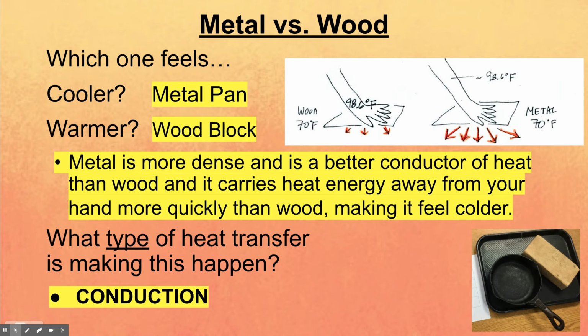And that's because the metal is more dense and it's a better conductor of heat than wood. So it takes the heat energy away from your hand, because remember, your hand is hot. Your body temperature is 98.6 degrees, whereas the metal pan and the wood are at room temperature, about 70 degrees. So the heat from your hand is going to move, because remember, it always goes from something that's hot to cold. The heat from your hand is going to be transferred to the metal pan, and it's going to make your hand feel cooler. Okay. And then the wooden block, it's an insulator, right? So it's going to feel warmer.